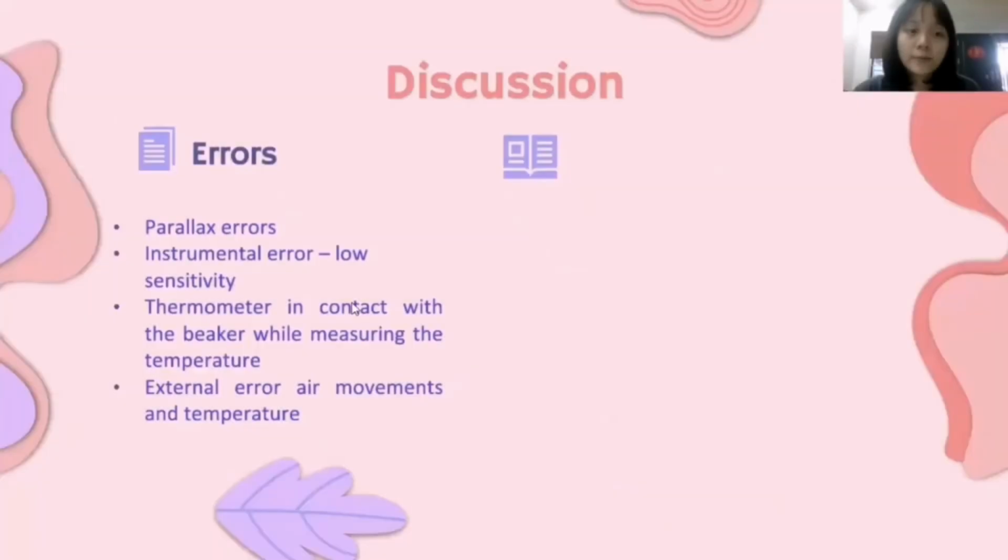The errors include parallax error and instrumental error, like using a low-sensitivity measuring device and the thermometer being in contact with the beaker while measuring the temperature. External errors due to air movement and temperature will also affect the value of the experiment.